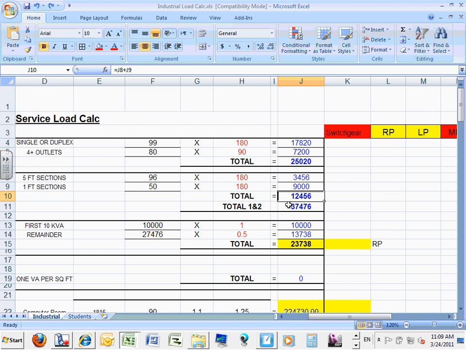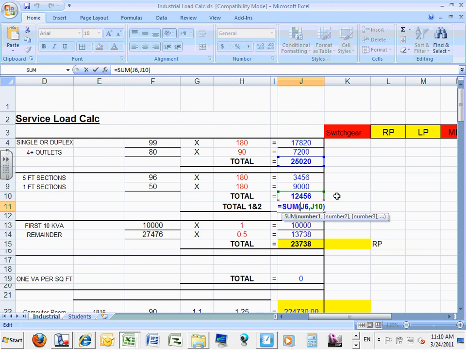So these are my receptacles. And the total one is actually adding the receptacles and the multi-outlet assembly together. It says step one and step two. Very clear. Add them up. How do you add things up, guys? Either you sum them or you just pick cell one plus cell two.